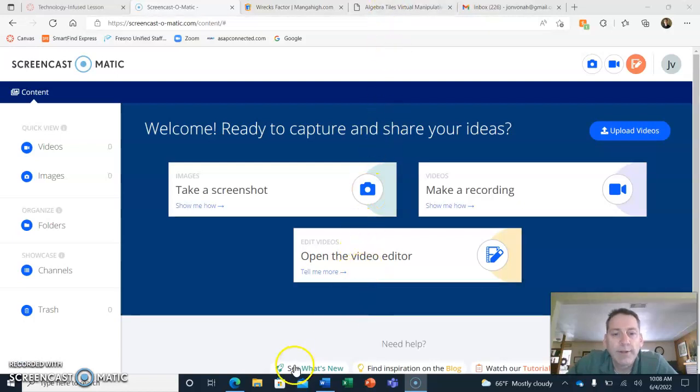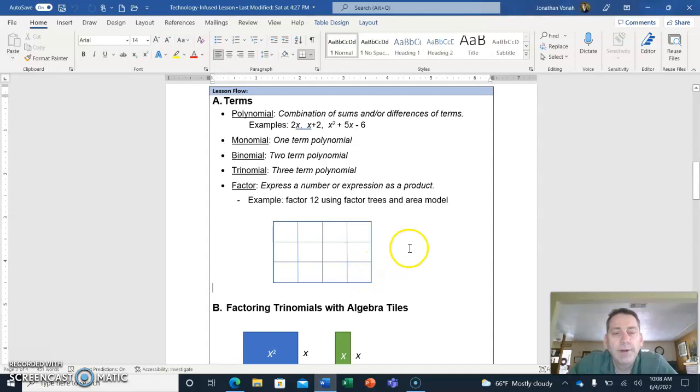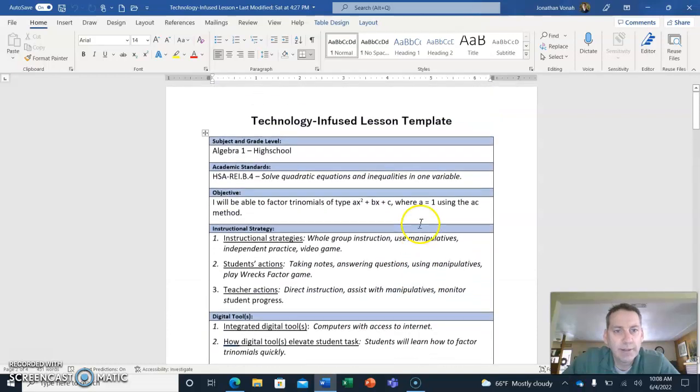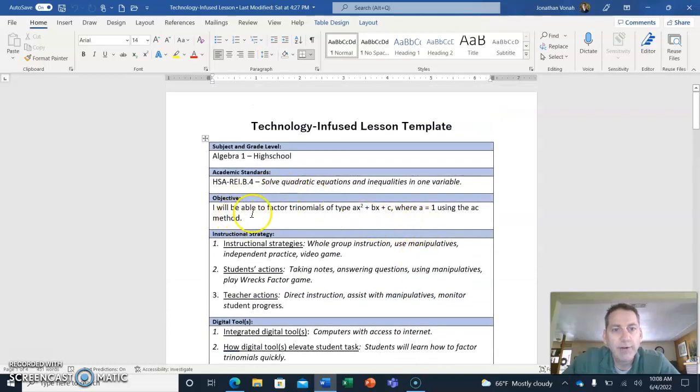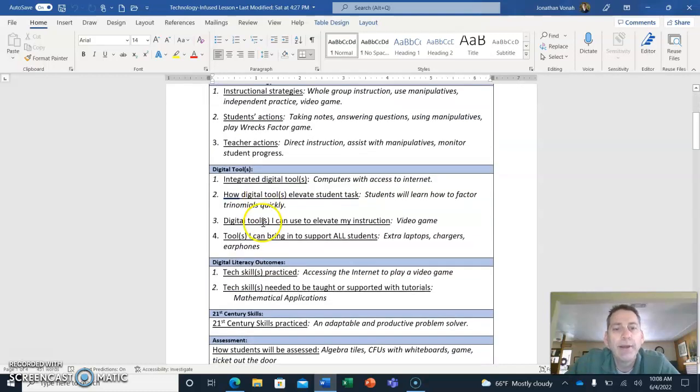All right, so today we are going to learn how to factor trinomials. Our objective is I will be able to factor trinomials of type ax squared plus bx plus c where a equals 1. And we're going to do it actually using the AC method, but we're also going to use algebra tiles and we're going to gamify it and have some fun with it.